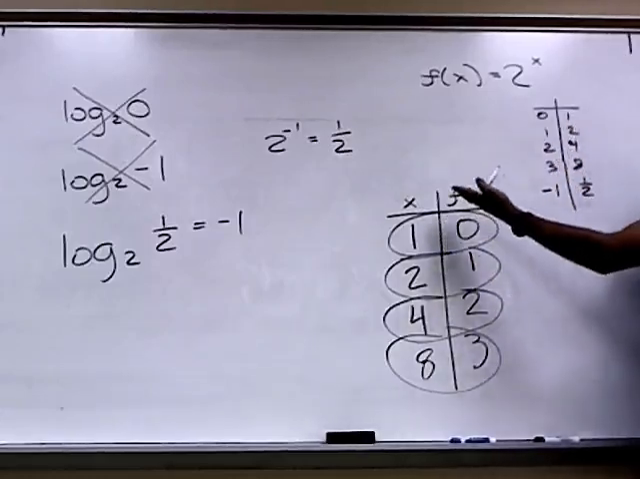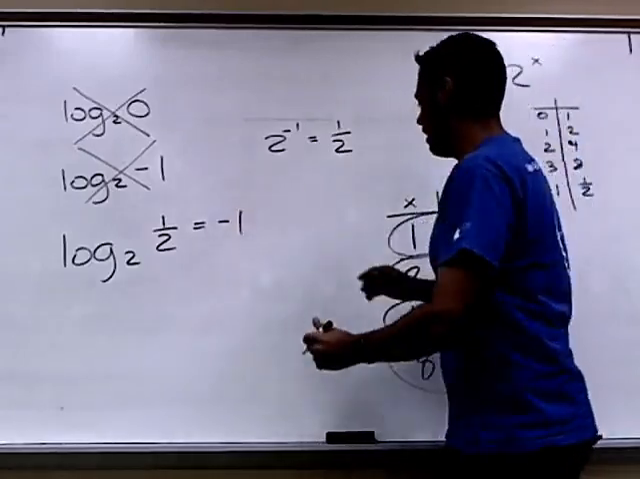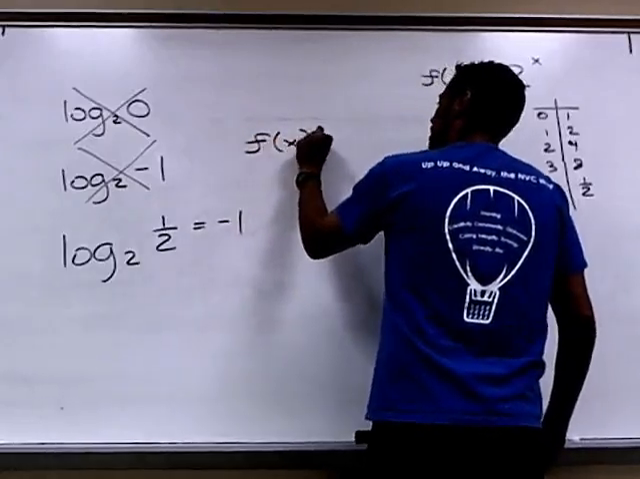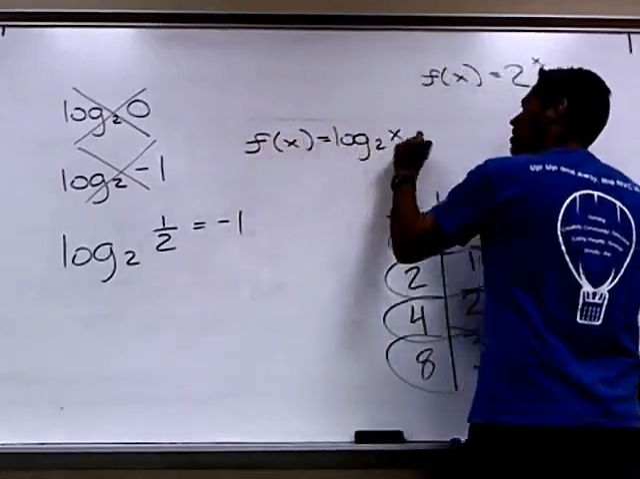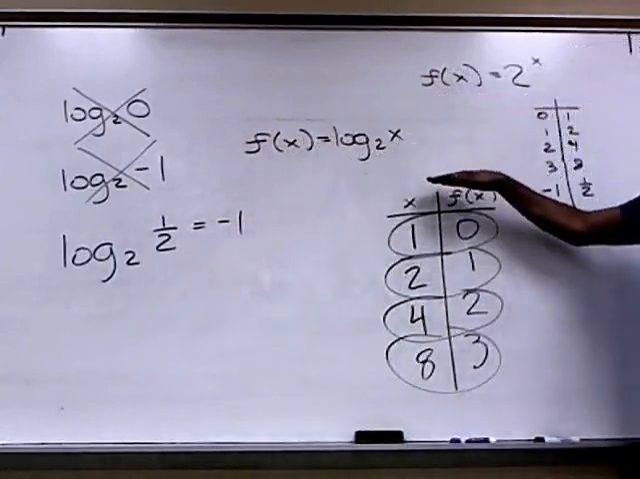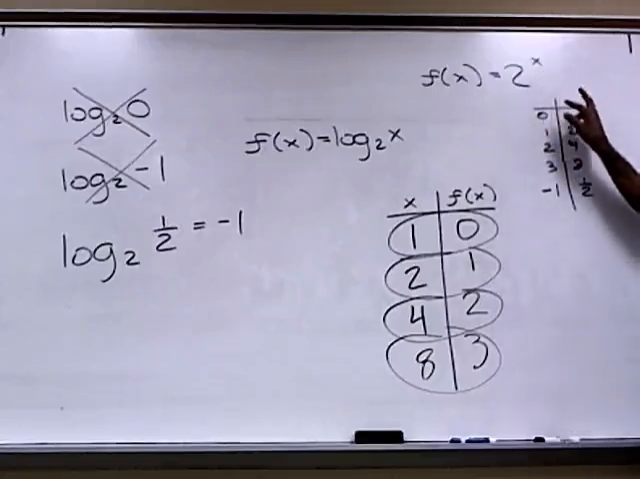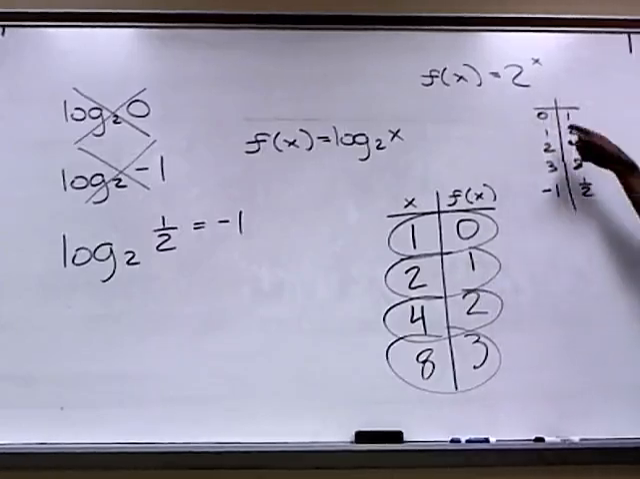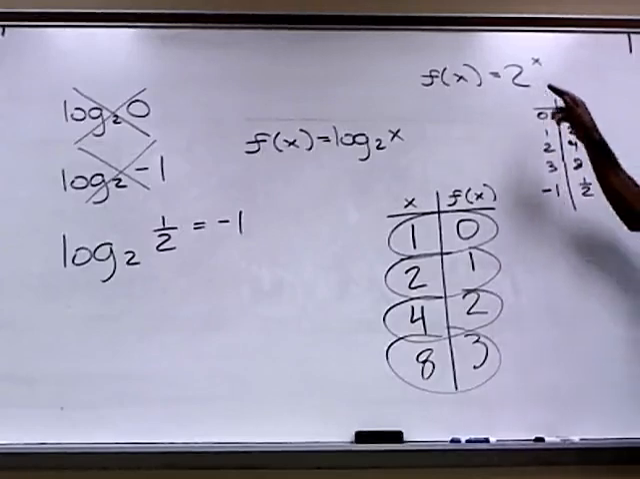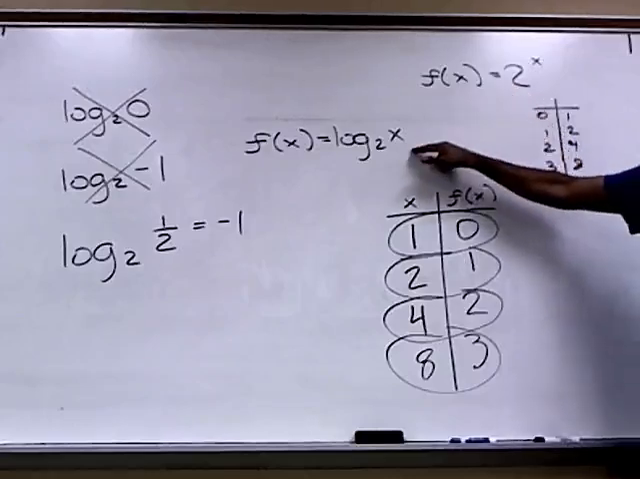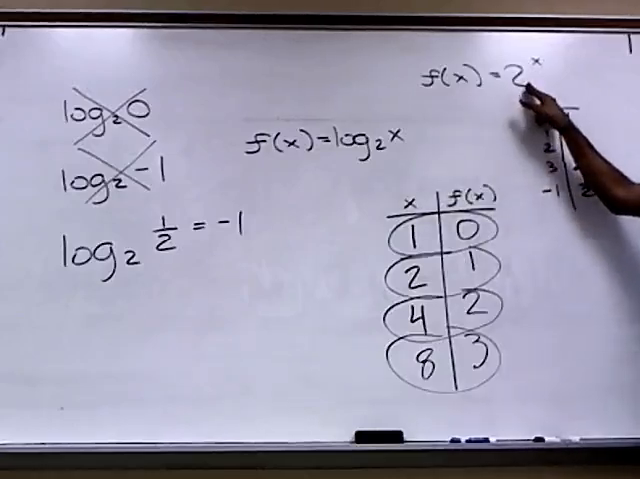Can you see that this log base 2 function, I erased it, that if I say f of x is log base 2 of x, the ordered pairs for that function are exactly the ordered pairs for this function flipped over, which means that these are inverses, which means this function is the inverse of this. This one undoes that one. You with me?